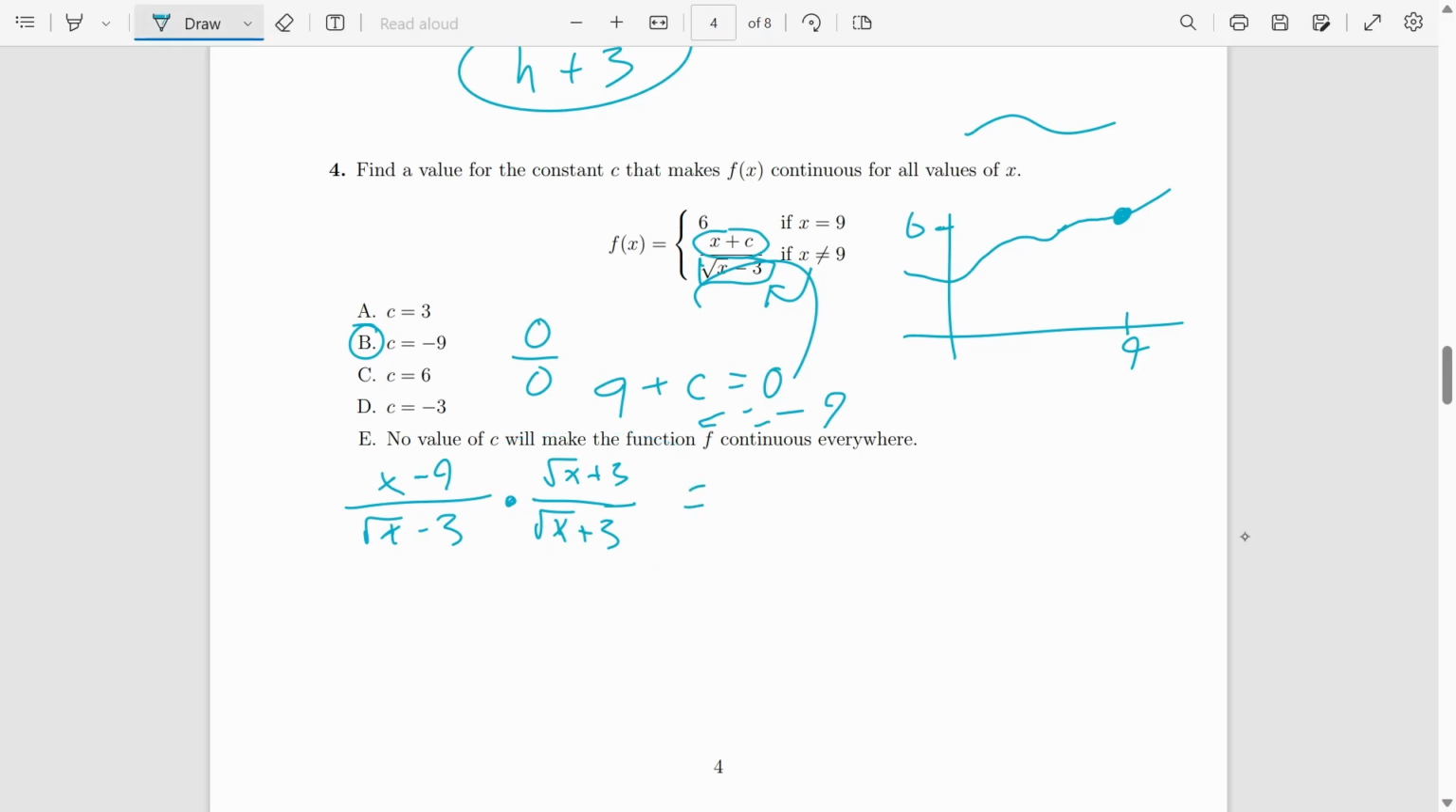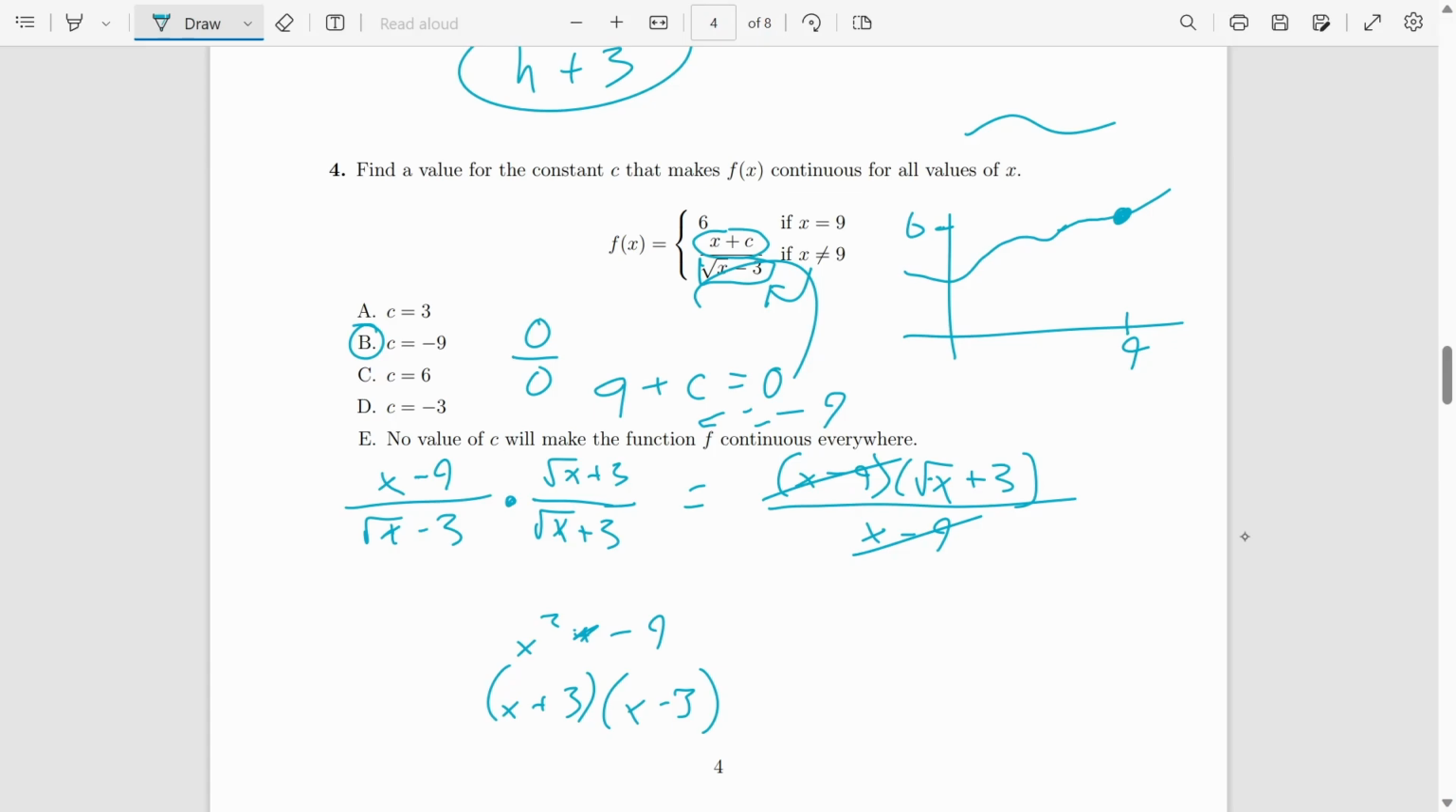So the top will keep as the same, x minus 9 times square root of x plus 3. But the bottom, this actually becomes, so like, if you have something like x squared minus 9, that becomes x plus 3, x minus 3, something like that. So we're just doing it sort of in reverse. So this becomes, you'll see it's x minus 9. And then we see those cancel out. We're left with square root of x plus 3.